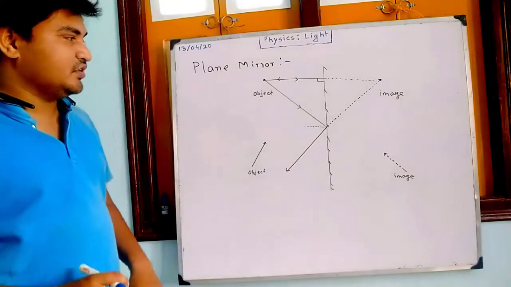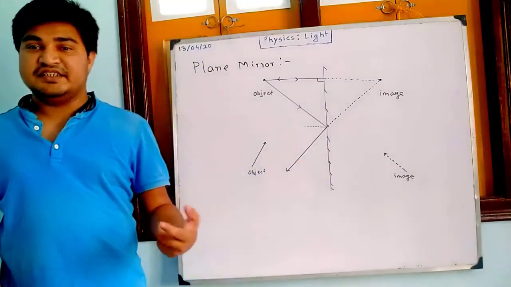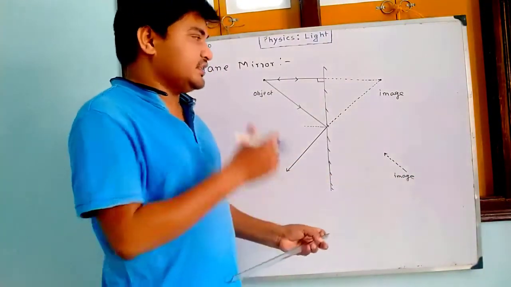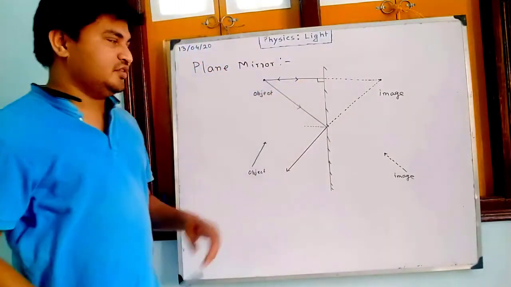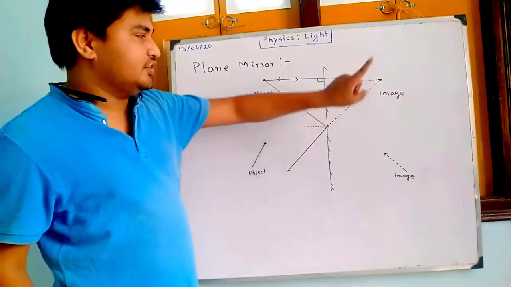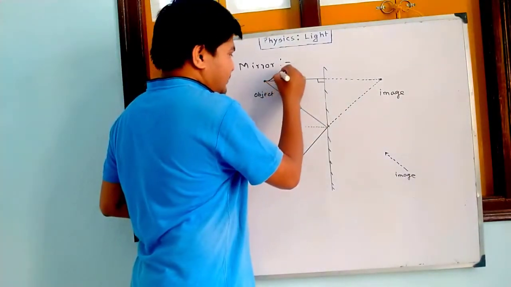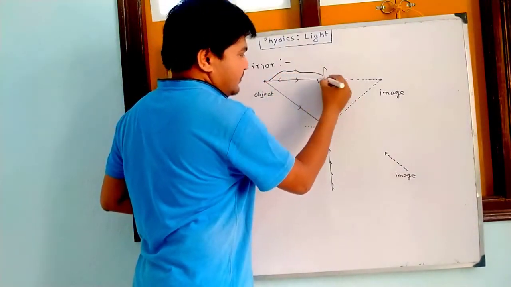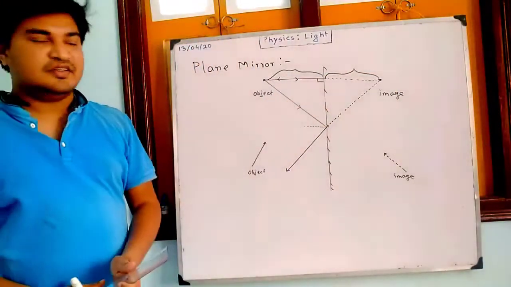The very first property of this image is that it is virtual in nature. Second, the image is erect in nature. Third, the distance of the object from the mirror is equal to the distance of the image from the mirror. That is, these two distances are equal.